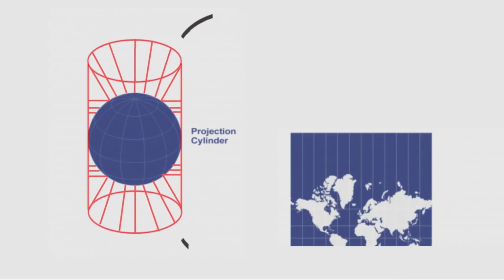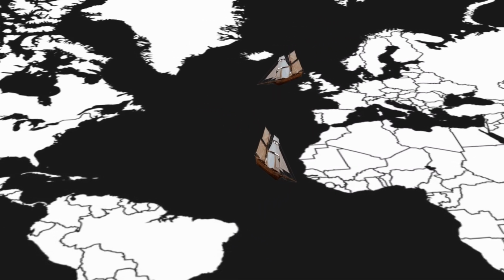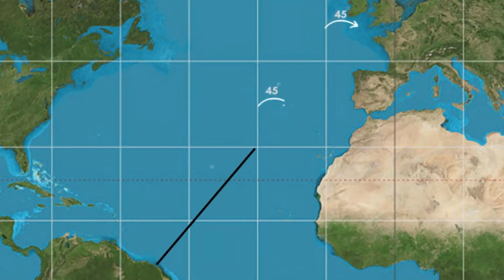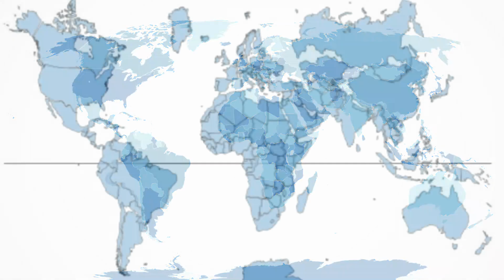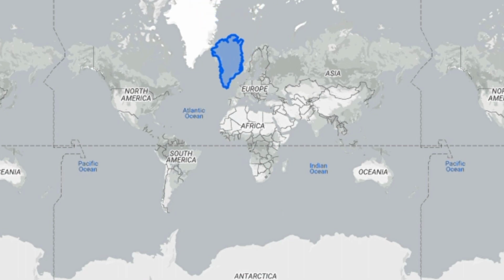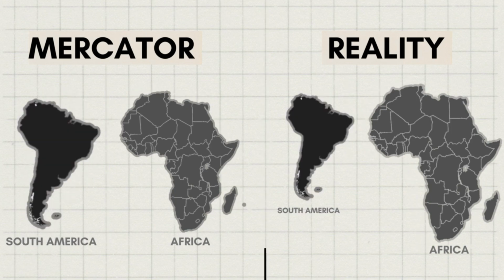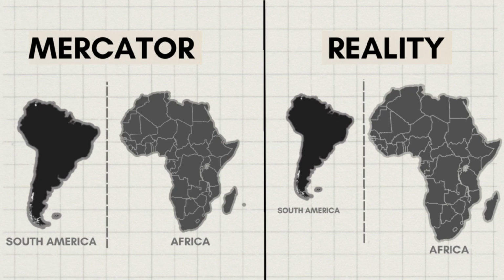The cylinder is then unrolled into a flat map, resulting in a rectangular map that is typically used in navigation charts. The projection has the advantage of preserving angles, which makes it useful for navigation, but it also introduces significant distortion in the size and shape of land masses. The worst thing about the Mercator projection is that it exaggerates the size of land masses as they get closer to the poles. This means that areas like Greenland, which is relatively small in reality, appear much larger on the Mercator projection than they actually are. Conversely, areas near the equator, such as Africa and South America, appear smaller than they actually are.